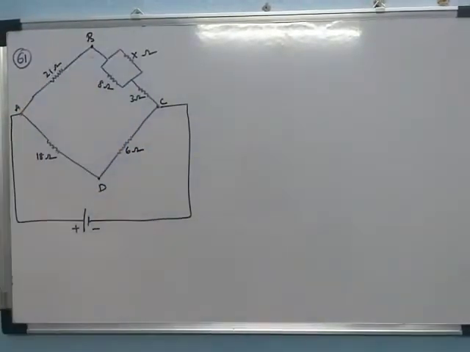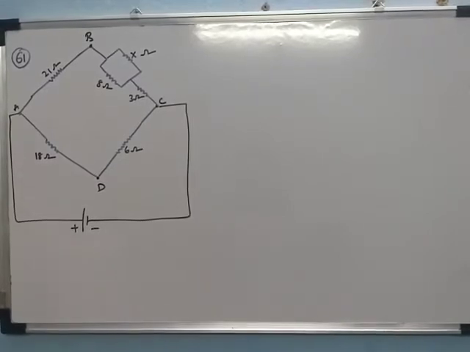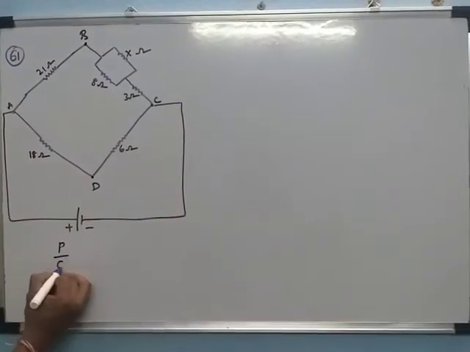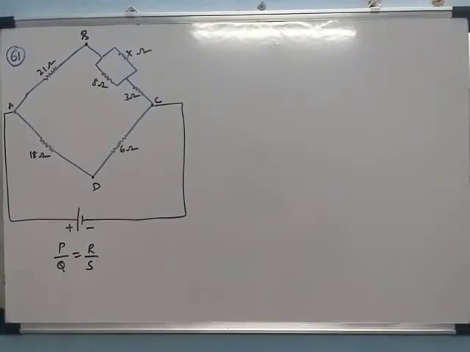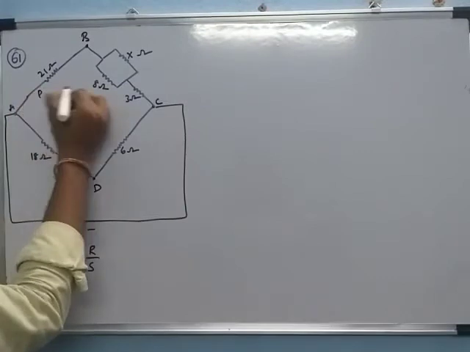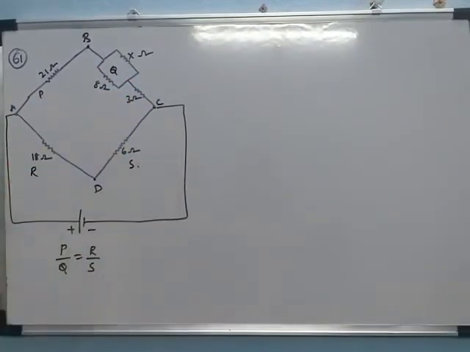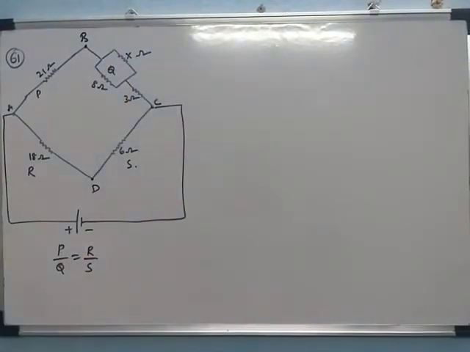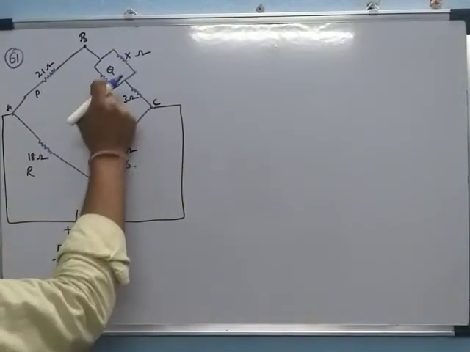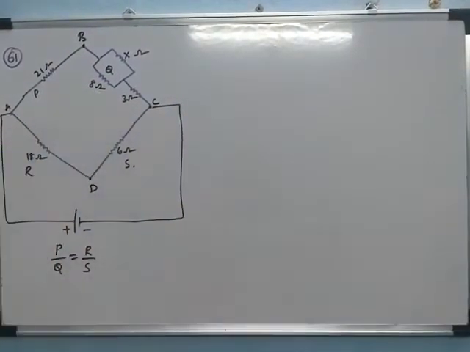Then we find this X. We can find the X value using the formula P by Q is equal to R by S. This is P, this resistance is Q, this is R, and this is S. Now at the Q place, what is connected? Two resistances are in parallel, and after that there is a series connection.